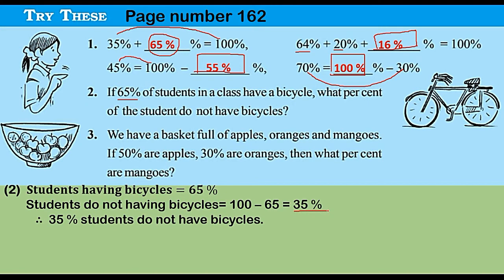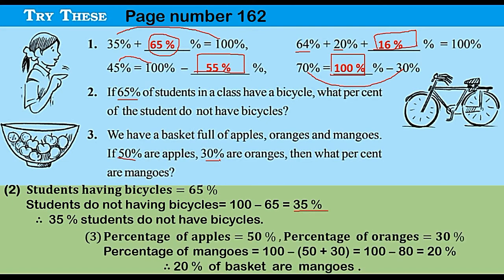Question number 3. We have a basket full of apples, oranges and mangoes. If 50% are apples, 30% are oranges, then what percent are mangoes? Now, 50 plus 30 gives you 80. So, 80% are apples and oranges. So, what percent are mangoes? Subtract this 80 from 100 and you will get mangoes. It is 100 minus 80. It gives you 20% are mangoes.